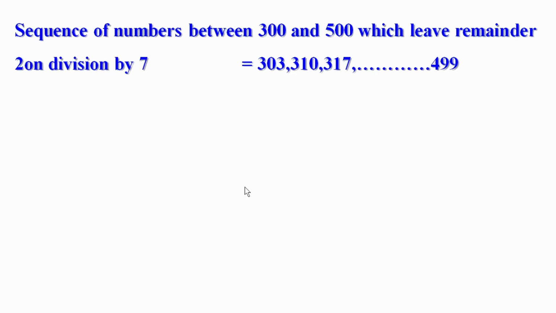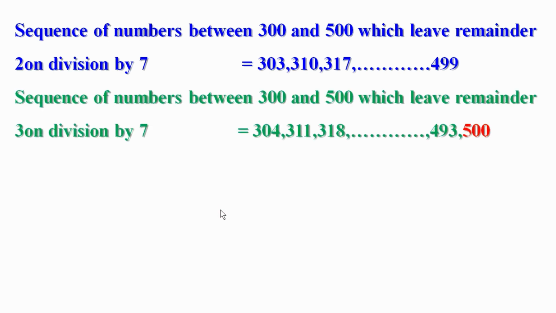Now we have to find the sum of natural numbers between 300 and 500 that leave remainder 3 on division by 7. The sequence of numbers between 300 and 500 which leave remainder 2 on division by 7 is 303, 310, 317, etc., 499. To get the remainder 3, we have to add 1 to each term. So the sequence of numbers that leave remainder 3 on division by 7 is 304, 311, 318, etc., 493. 500 is not a term of this sequence since it is not between 300 and 500. Now look at the sequence. Each term is obtained by adding 1 to the first sequence.